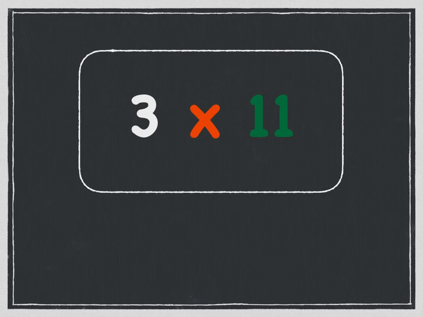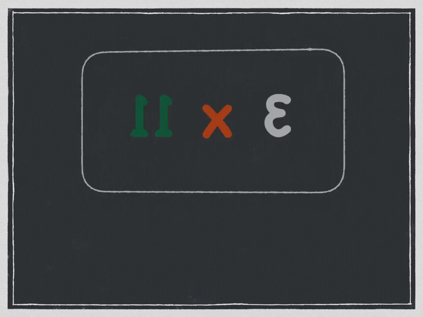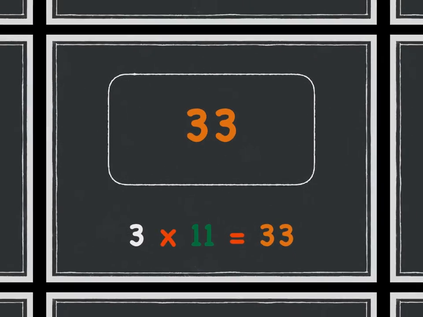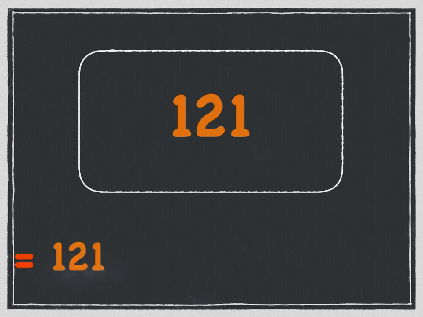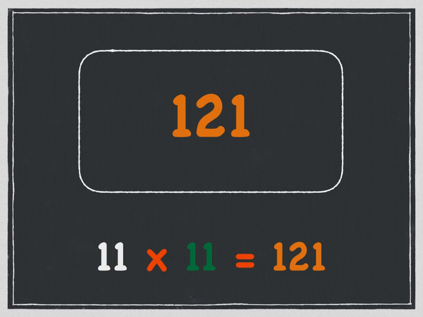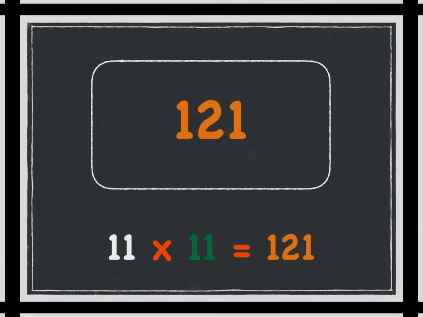3 times 11 is 33. 3 times 11 is 33. 11 times 11 is 121. 11 times 11 is 121.